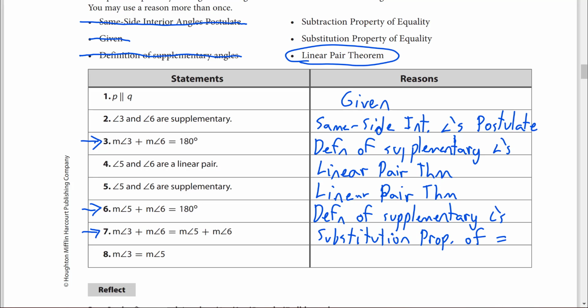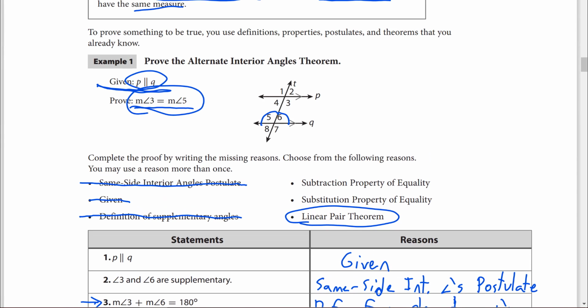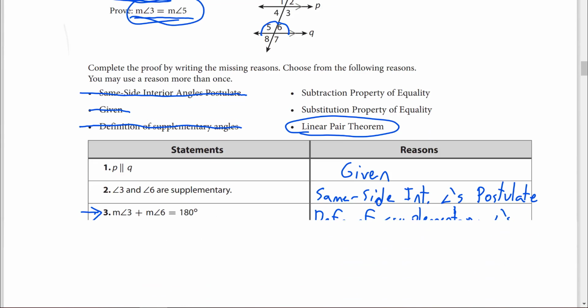And last step, notice they both have the measure of angle 6. So I can subtract the measure of angle 6 from both sides. They cancel out, and I'm left with measure of angle 5 equals measure of angle 3. I use the subtraction property to get there, the subtraction property of equality. And now I have ended up with what they asked me to prove, and I'm done.